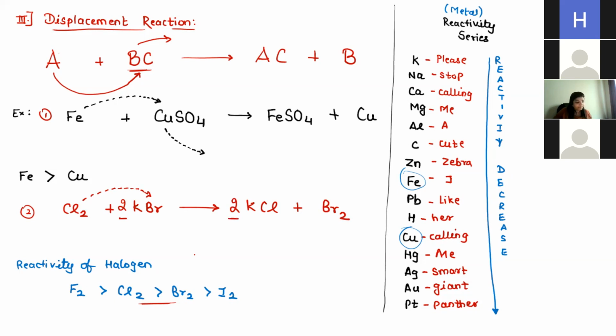What's a halogen? Halogens are your group 17: fluorine, chlorine, bromine, iodine. The second last column, halogens, group 17 in the periodic table. Okay, so please copy down this, the displacement reaction.